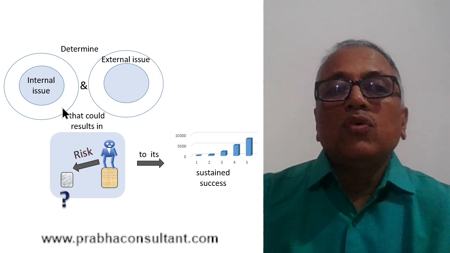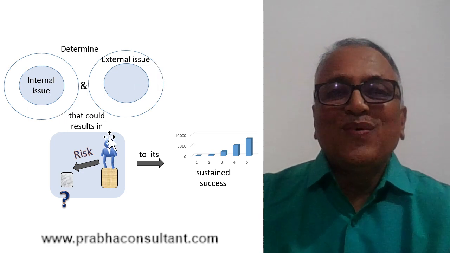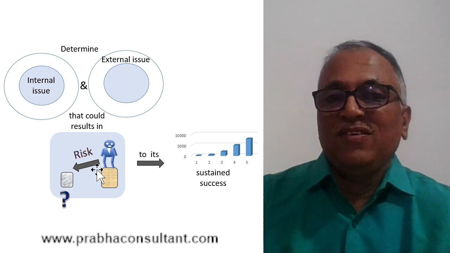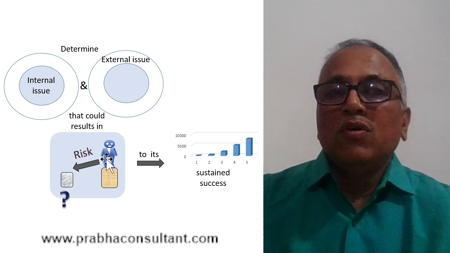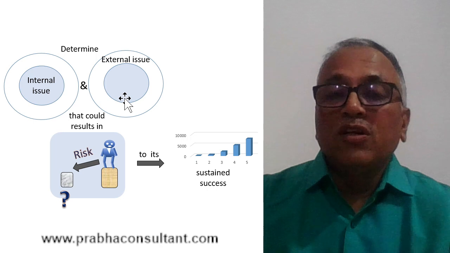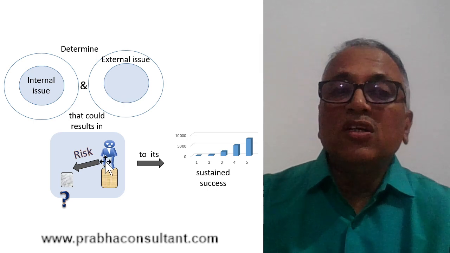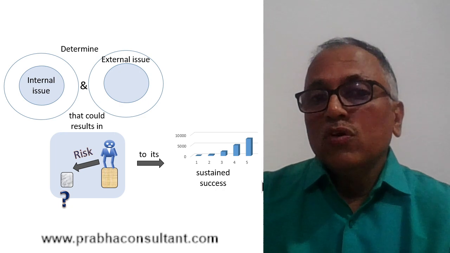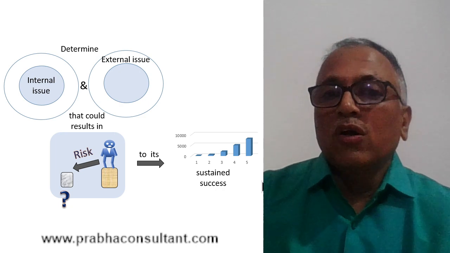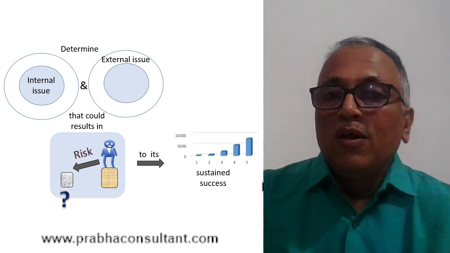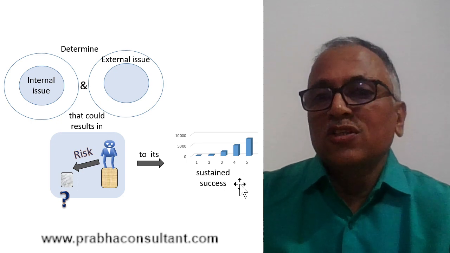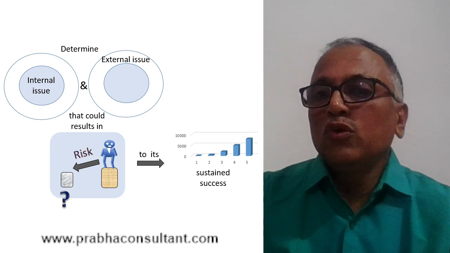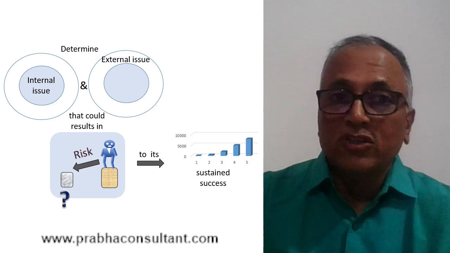Determine internal issues and external issues that could result in risk. You have to identify issues which will result in risk to its sustained success, issues which will be a constraint, an obstacle between you and achieving sustained success. So you have to determine those issues. They may be internal or external.